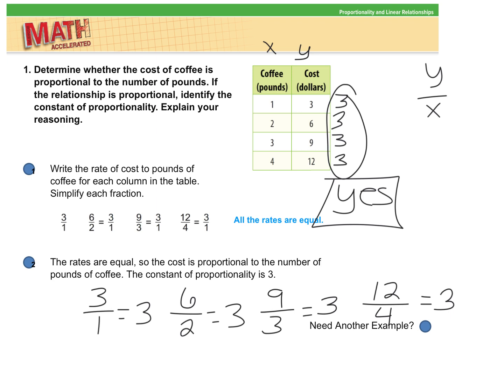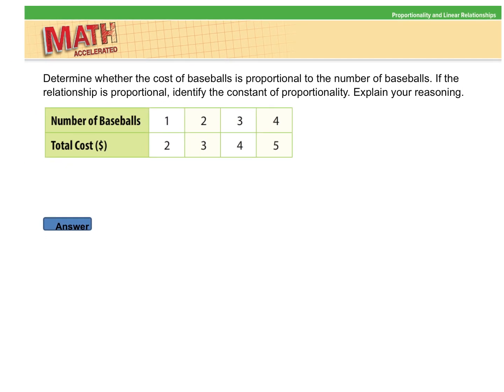Yeah? Let's look at a similar one. You are going to see most of your tables written horizontally. Okay, but it's still an XY table. X is on the top, Y is on the bottom. And remember, it's always going to be Y divided by X. So bottom divided by the top. We want to know if the number of baseballs is proportional to the total cost all throughout. So where do we start if we're trying to find the constant of proportionality?